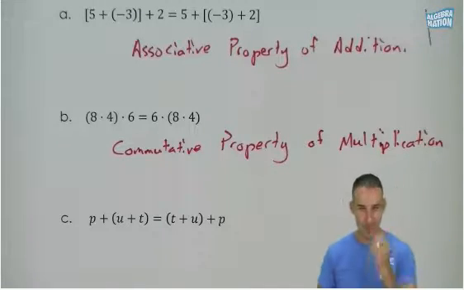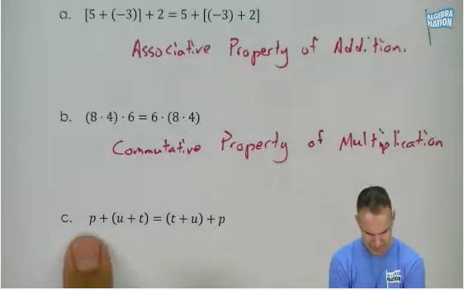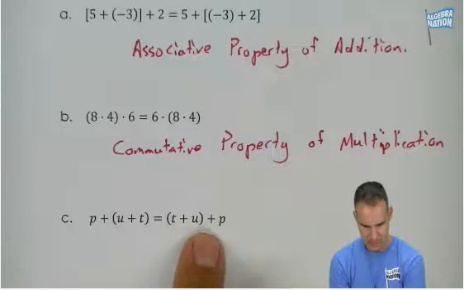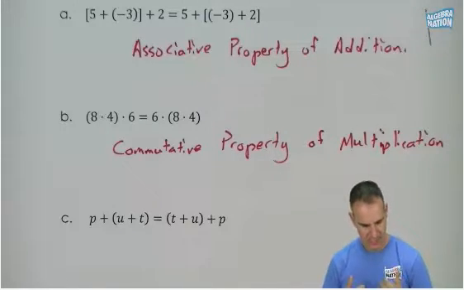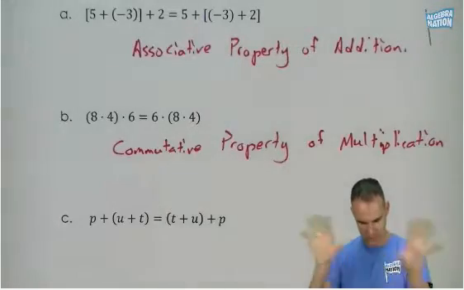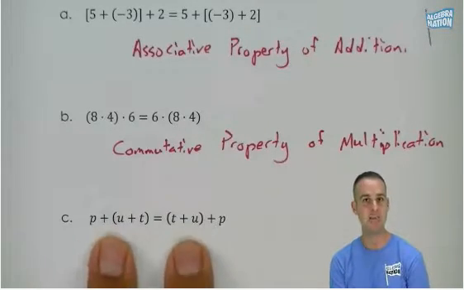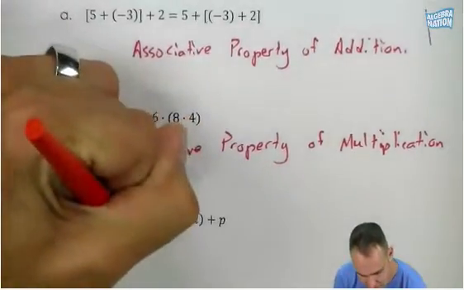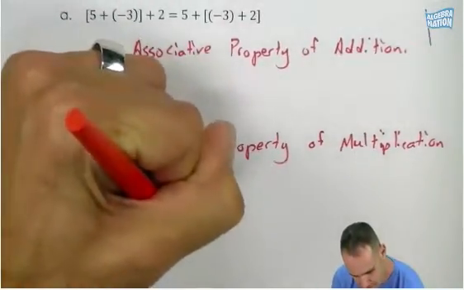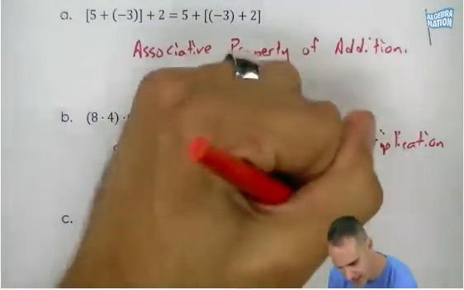How about this next one? What do you see for C? P, U, T, T, U, P. Well, it looks like I have the commutative property of addition because we switched the order. It looks like we actually switched it twice because U plus T is still in the parentheses. So this is twice, but it's still just one property, the commutative property of addition.